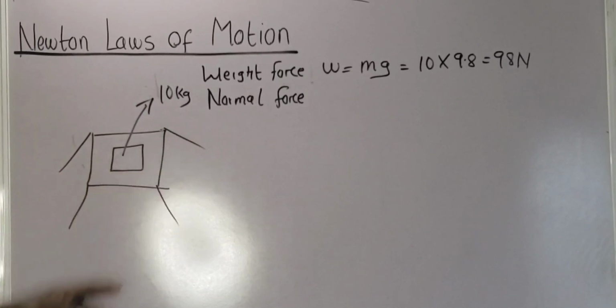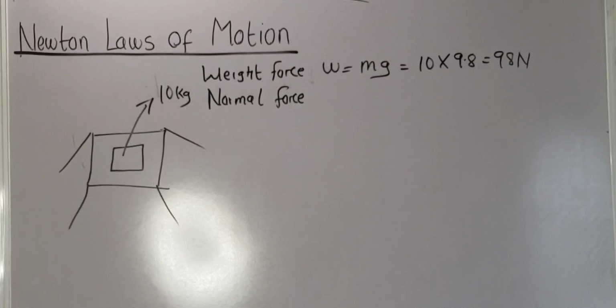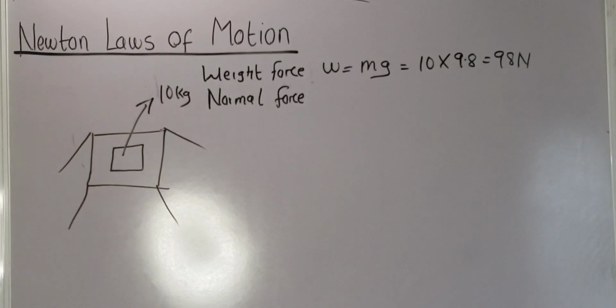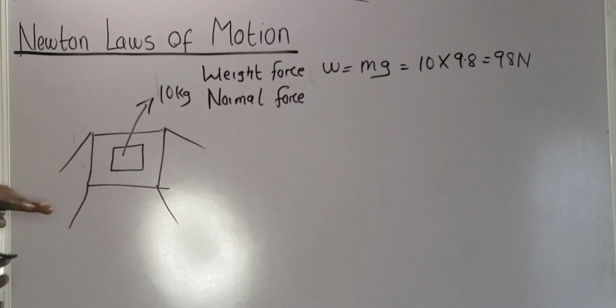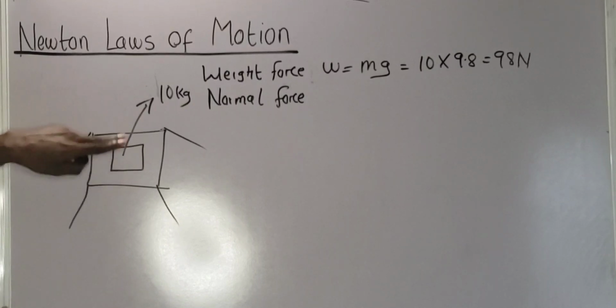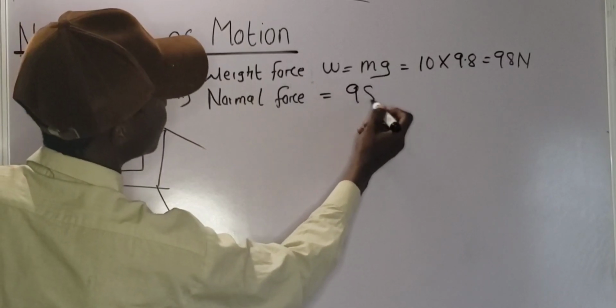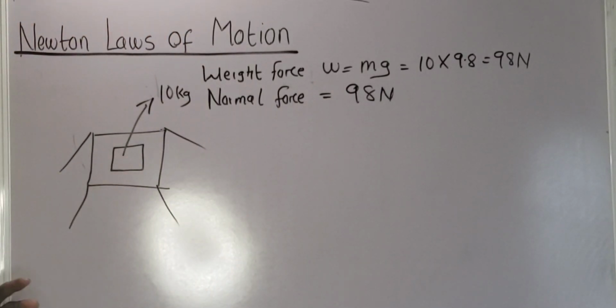98 Newton. Now, you know that I told you this box is at a stationary point. That is, the box is not moving at all. So we can get the normal force. The normal force is the force that is opposite the weight force. That is the force that keeps the box on the ground. That is the force that the table exerts on this box. So the normal force is also the what? 98 Newton.